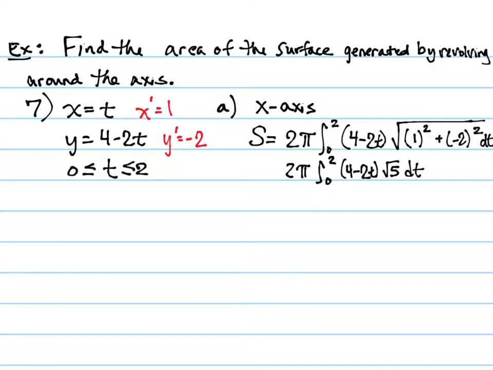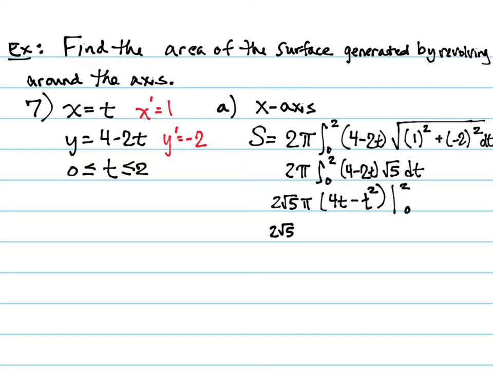Square root of 5 is just a constant, so it could come out in front with a 2 if you want it to. It wouldn't hurt anything if it did. So I could write 2 square root of 5 pi if you wish. And then I need the antiderivative of 4 minus 2t. The antiderivative of 4 is 4t, and the antiderivative of 2t is t squared. And I'm evaluating at 2 down to 0. Of course, evaluating at 0 gives me 0 because it's a polynomial. There's a t in each of the terms, so it's 0. So I really only have to evaluate at 2.